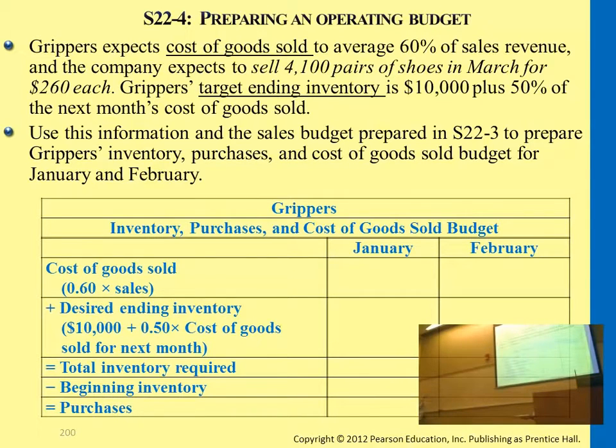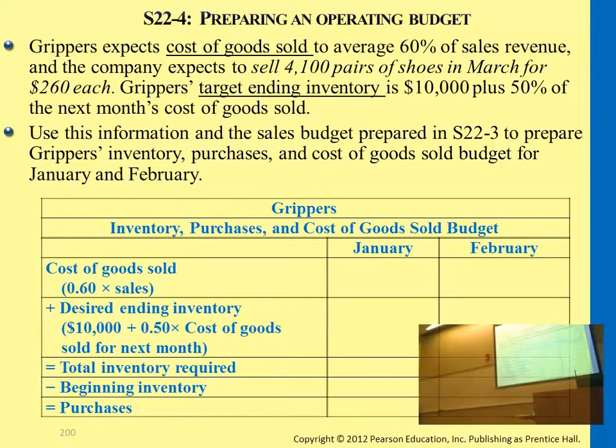So if you use this times 60%, what are you getting for January? $918,000, right? What about February? $399,000. Okay, so this is for the 2 months. We have cost of goods sold, 60% of sales.